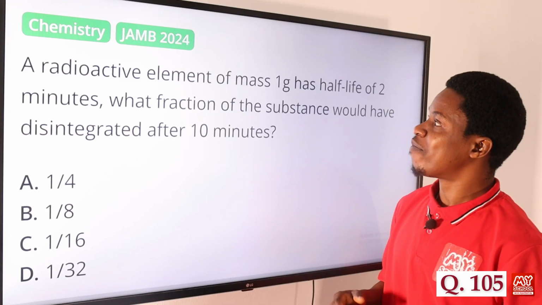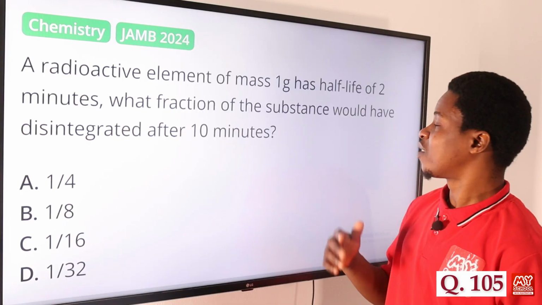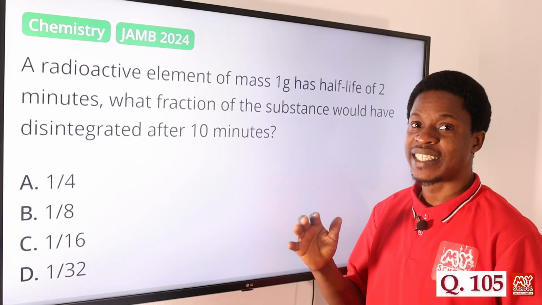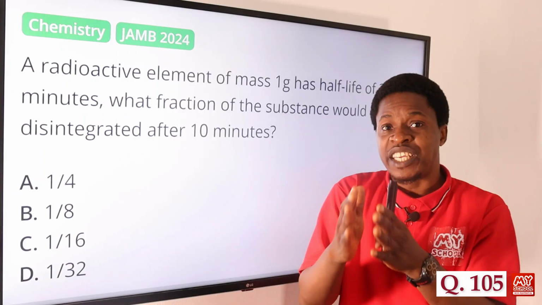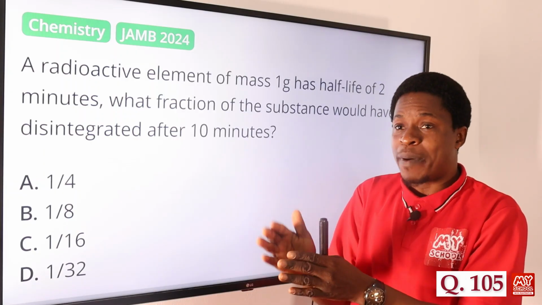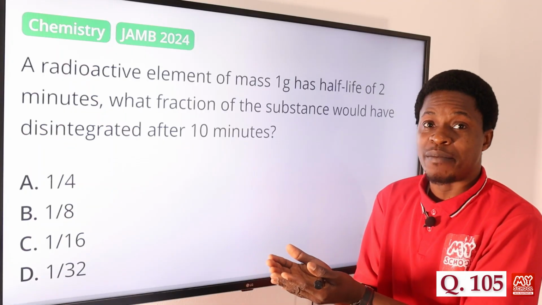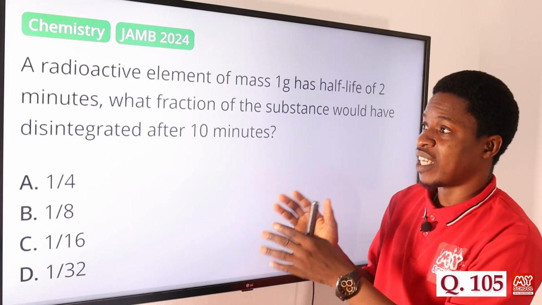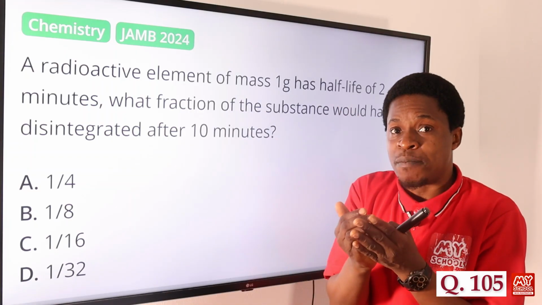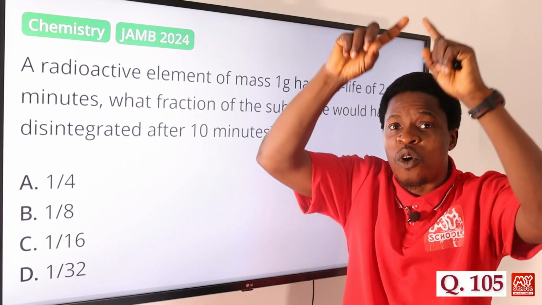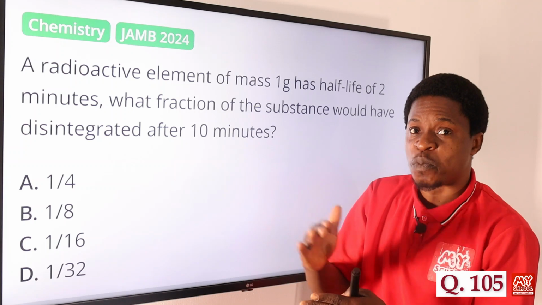A radioactive element of mass 1 gram has a half-life of 2 minutes. What fraction of the substance would have disintegrated after 10 minutes? Now, don't forget radioactivity has to do with what? A spontaneous disintegration, splitting of an atom or nucleus of an element, and then you form either a new element along the way, or it can take some time. But we are talking about half-life here. Half-life is the time it takes for half of the whole mass of a particular element to disintegrate, to split into half.